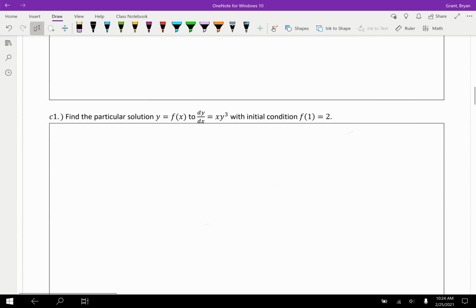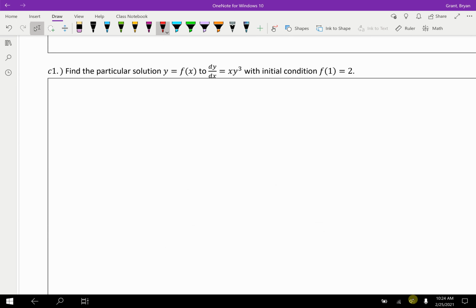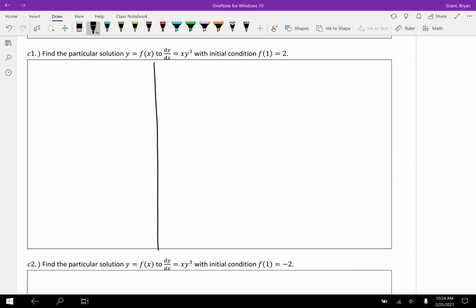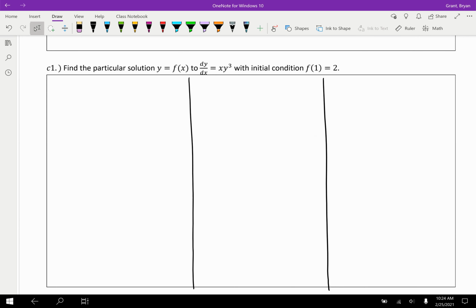All right, let's take a peek at C1. We want the particular solution in the form of y equals f of x, and so I'll do my normal, split into 3 pieces here. They're called C1 and C2 because I adapted these problems a bit, by the way. There wouldn't be a C1, C2 on the AP exam, though they have done like subparts before, but not in a long time. So here we go.